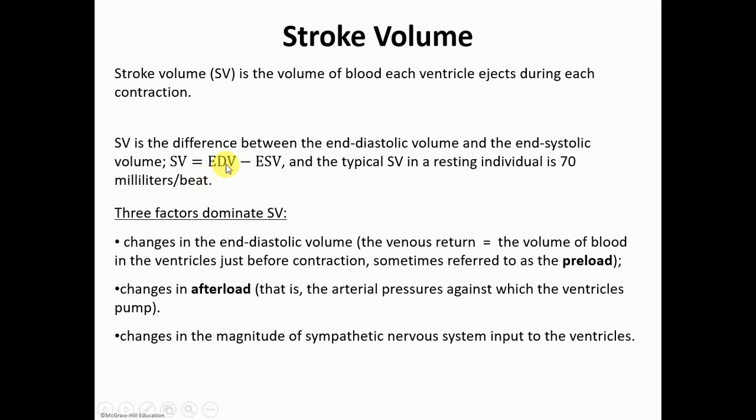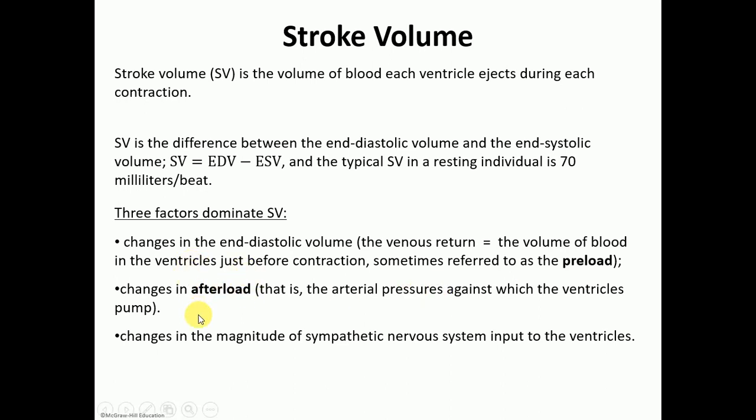Since this is the equation, obviously your end diastolic volume is definitely one of them, and the end diastolic volume can increase if the venous return is increased. Venous return means how much blood returns to the right atrium. The more blood that is returned to the heart, the bigger the end diastolic volume, which will have an effect on the ventricles. This is known as the preload. So the preload is your venous return.